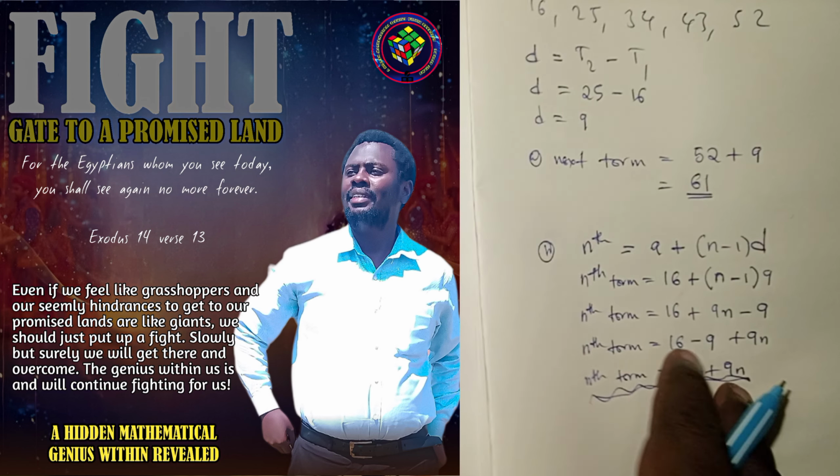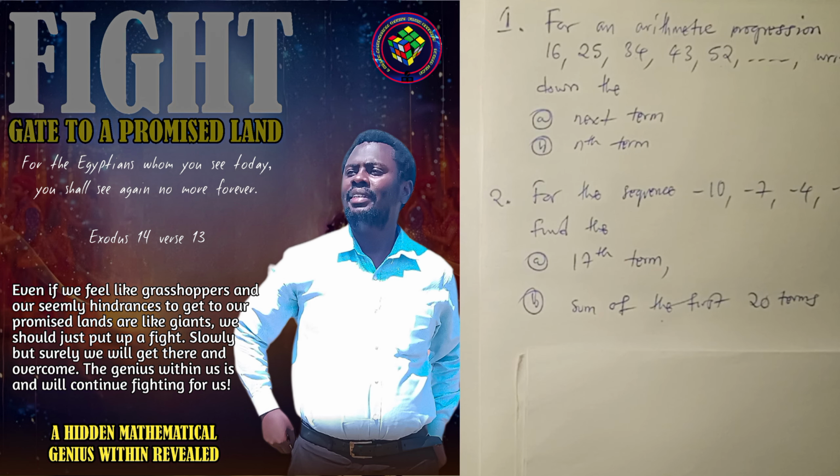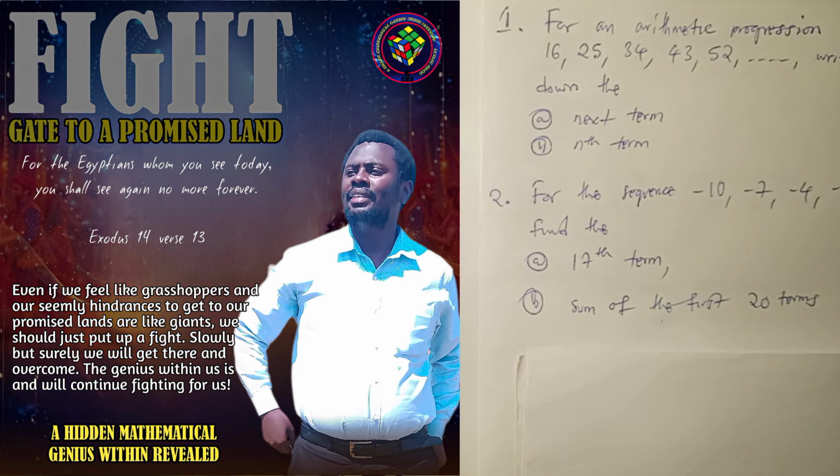Okay, we go to the second question. For the sequence minus 10, minus 7, minus 4, minus 1, find the 17th term. Before we go to the 17th term, first we need to find the common difference. Always, if it is an arithmetic progression, start with finding the common difference.